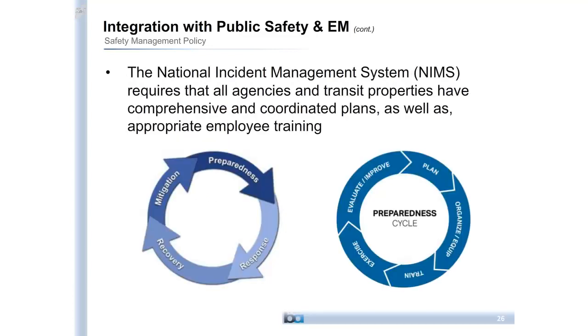The National Incident Management System, NIMS, requires that all agencies and transit properties have comprehensive and coordinated plans, as well as appropriate employee training. The two major philosophies are represented by two circles that keep repeating. One circle displays preparedness, response, recovery, mitigation. The other circle displays plan, organize and equip, train, exercise, evaluate and improve.